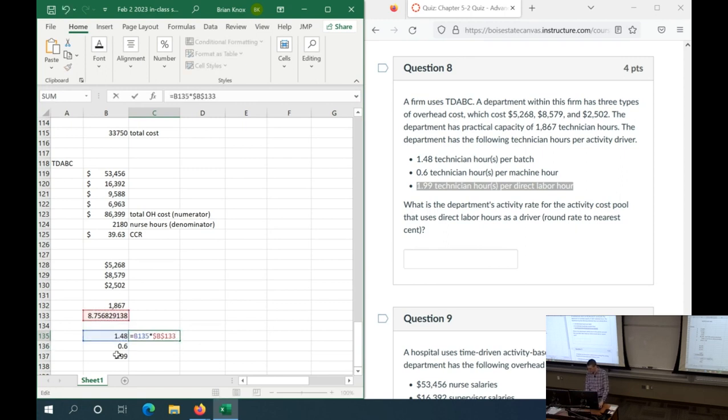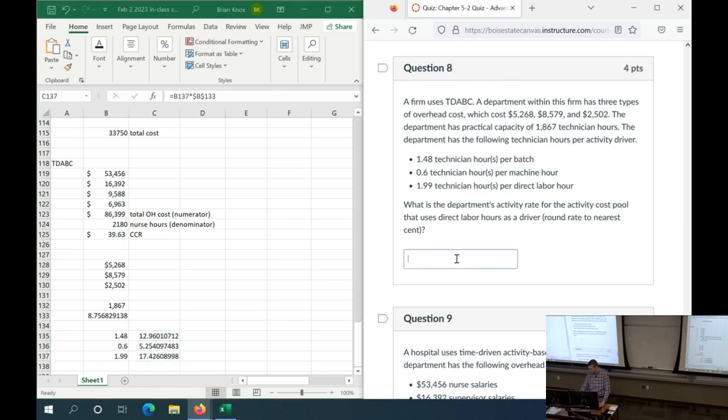Okay, make that absolute. So I'm taking the CCR, multiplying it by each one. So this bottom one is the answer that we're looking for, rounded to the nearest cent. So 17.43 should be the dollars we're going to charge every direct labor hour that is consumed. And that's just overhead on top of any direct labor that is directly charged to that job or whatever they do in this firm.